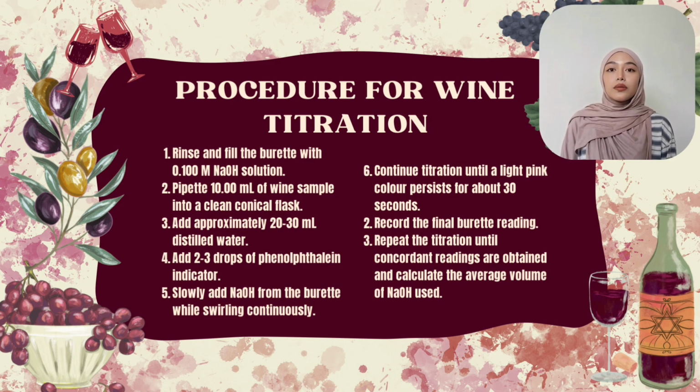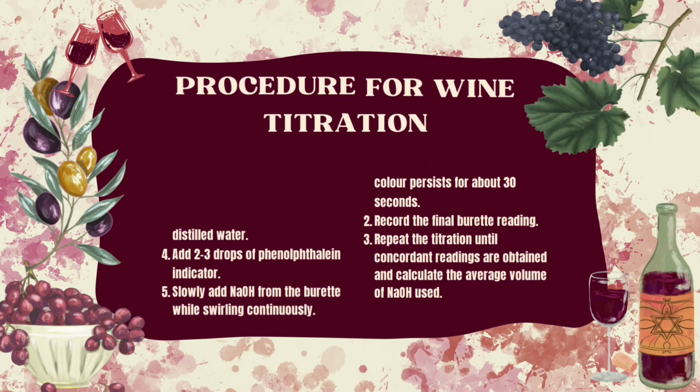After that, the sodium hydroxide solution is slowly added from the burette while continuously swirling the flask. The titration stops when a light pink color remains for about 30 seconds. It indicates that the endpoint has been reached. Finally, the burette reading is recorded and the experiment is repeated until concordant results are obtained. The average volume of sodium hydroxide used is then calculated and used to determine the wine total acidity.